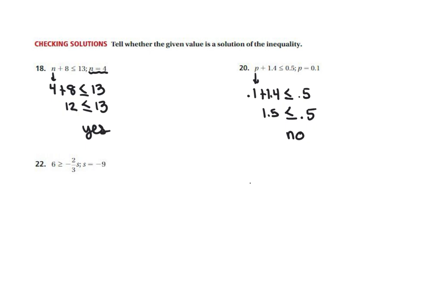And for 22, we're going to substitute -9 in for s. So we're going to have 6 is greater than or equal to -2/3 times -9, which is -9/1. So now you can cross simplify. 3 goes into 9 3 times, and 3 goes into 3 once. -2 times -3 is +6, and 1 times 1 is 1. So is 6 greater than or equal to 6? It's equal to, so yes.